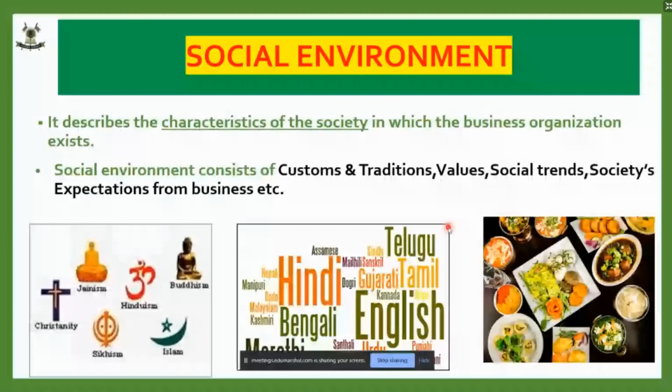Now, how to identify the social environment? How can you say that this is a change in the social environment which is having an impact on business? So remember this first, children. What is the social environment? It is something which describes the characteristics of the society in which the organization, the company, exists. So what kind of characteristics of the society are there? You are going to talk about what kind of customs and traditions are going on.